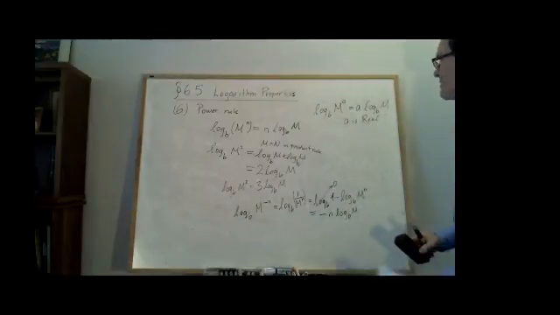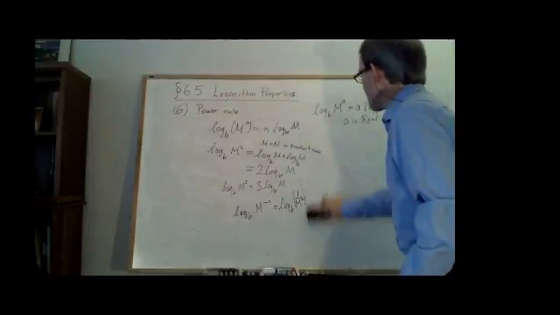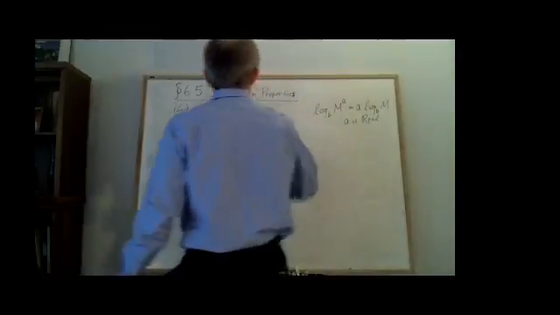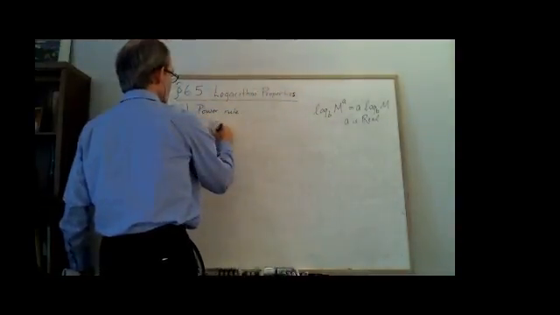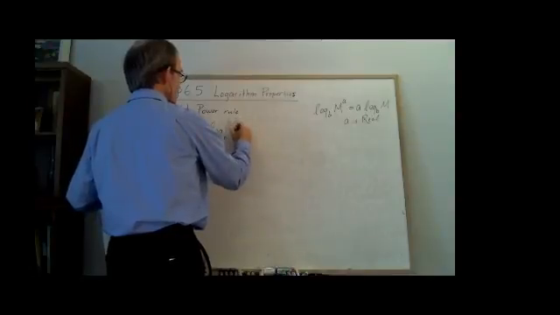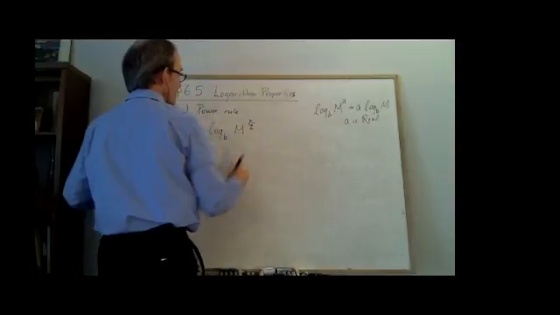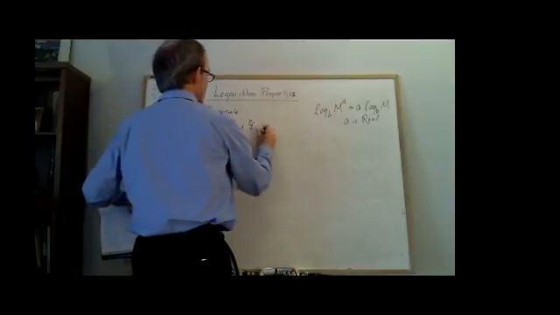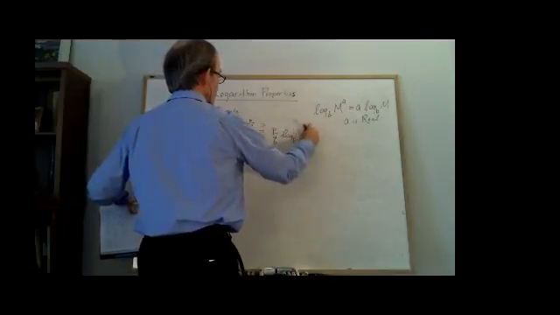Okay, so that's the power rule. Why does it work for fractions, you may ask? Let's see. Good question. Log base b of m to the power p over q. Why is that equal to p over q log base b of m?